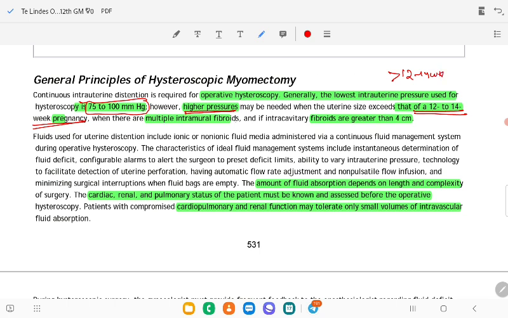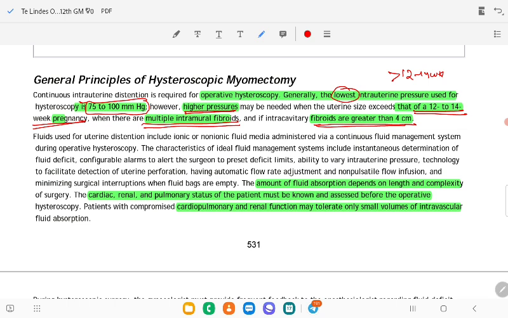Higher pressure is also needed when there are multiple intramural fibroids and fibroids greater than 4 centimeters. These are the conditions where you have to increase the pressure; 75 to 100 is the normal pressure. You increase from the lowest intrauterine pressure to the highest if the uterus size is more than 12 to 14 weeks, or there are multiple intramural fibroids, or the fibroid size is more than 4 centimeters.